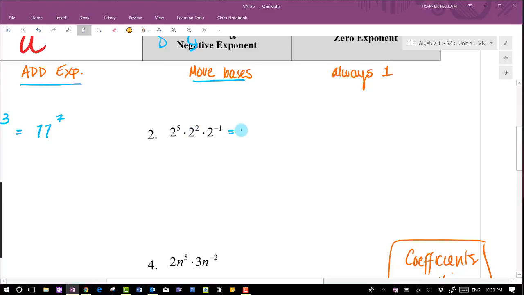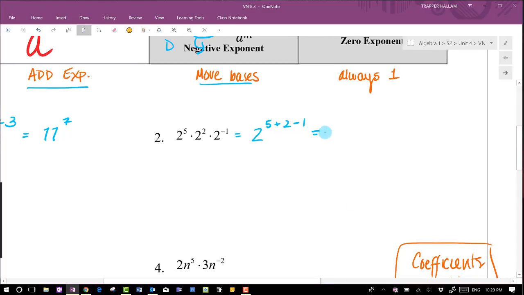So if we take all the bases that are being multiplied together, being the same, all 2, they are going to go to one base of 2. And then we're going to take all the exponents, and we're going to add them together, and adding a negative 1 would really look like subtracting 1. So if we look at this, we've got 5 plus 2 minus 1, which is going to be 6. So this result is going to be 2 to the 6th power. And now notice, we don't have a negative, so we don't have to employ that rule.